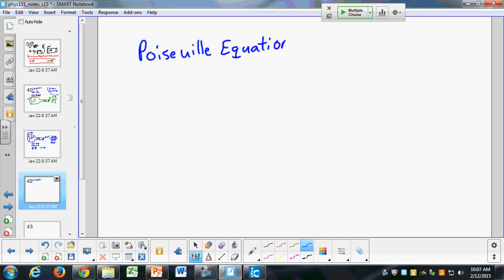So you did have a question on your reading quiz about this, and you'll see similar questions. How is the fluid flow rate related to different things? On the quiz it was the length of the tube. The Poiseuille equation says that the fluid flow rate Q is pi r to the 4th times delta P, divided by 8 eta L. That's the Greek letter eta.